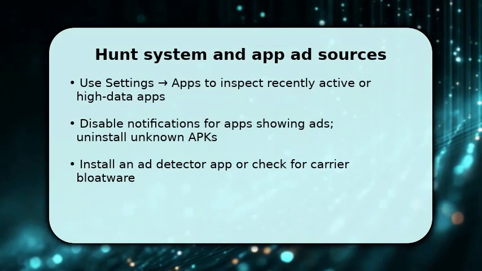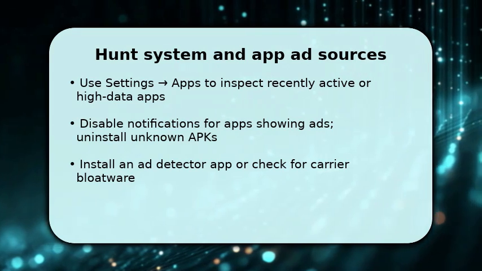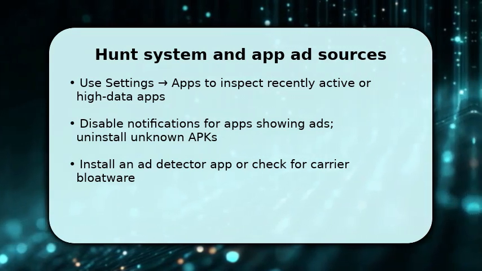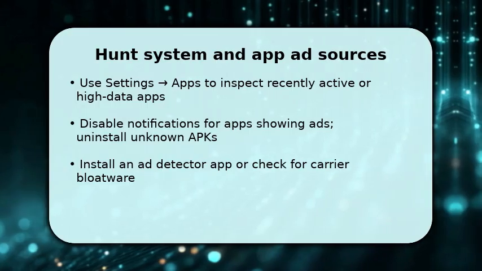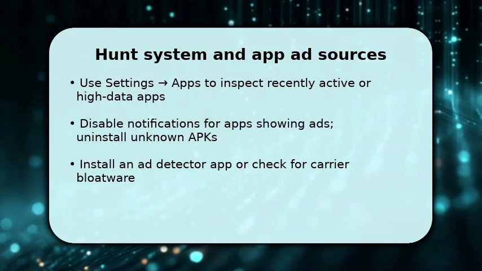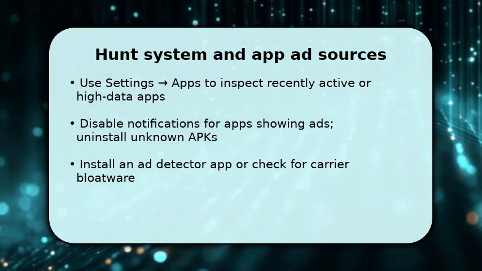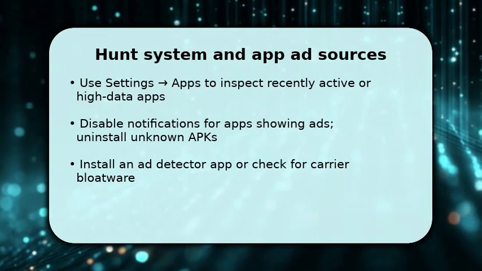Next, you identify apps and services that inject ads into the system. Open Settings, then Apps, and sort by recent activity or data usage. Check any unfamiliar apps and uninstall or disable them. Disable notifications for apps that push ads because many ad modules use notifications.